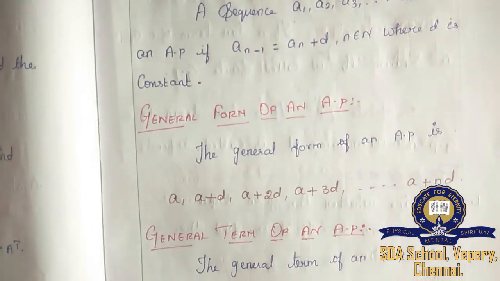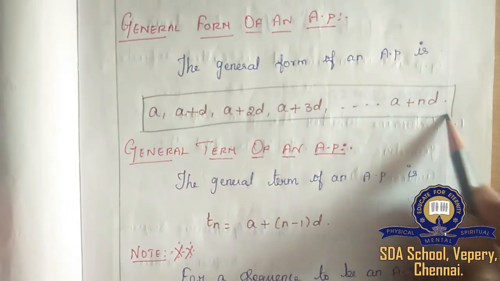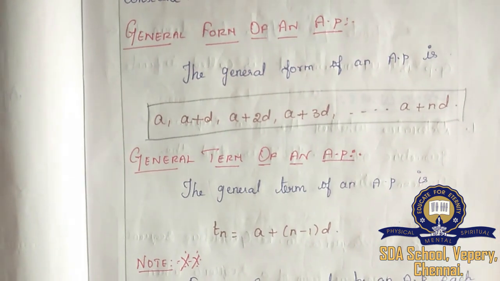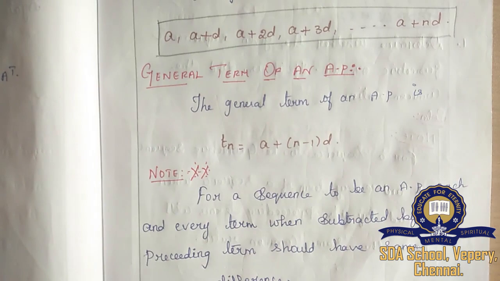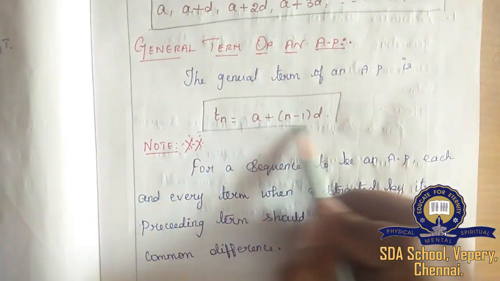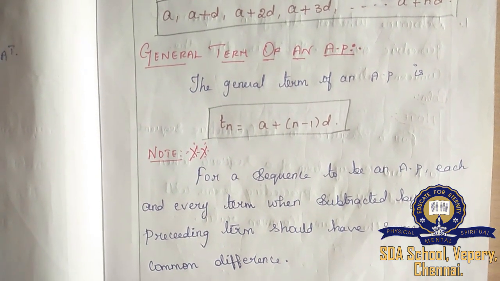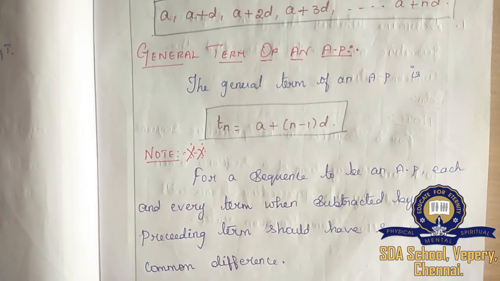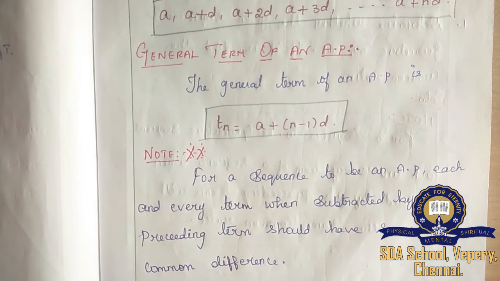So what is the general form? The general form of an arithmetic progression is a, a plus d, a plus 2d, a plus 3d and so on, where a is the first term and d is the common difference. Then the general term of an arithmetic progression is tn equals a plus (n minus 1) into d. We use the general term of an arithmetic progression if any particular term is asked.